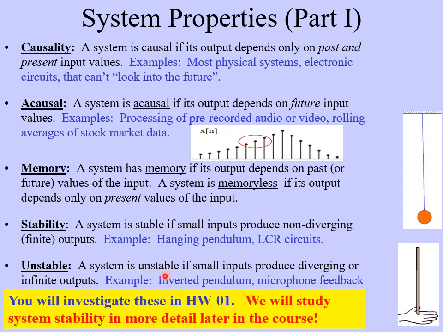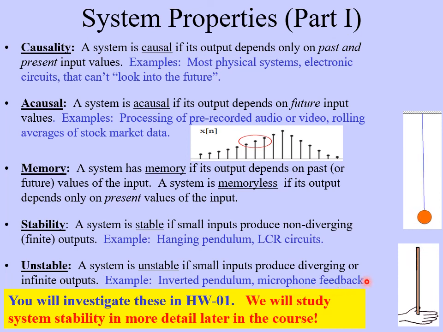All right. So what about an unstable system? Well, a system is unstable if small inputs produce diverging or infinite outputs. So remember our pendulum here. Think about if we made an inverted pendulum, and you can demonstrate this at home right now. If you take a stick or a pencil and balance it in your hand, assuming it's perfectly balanced, the question is, is it stable? Well, no, because if you were to just give this thing a little tiny tap with your other finger, it's going to fall down, right? It's not going to be stable. So this is an example.